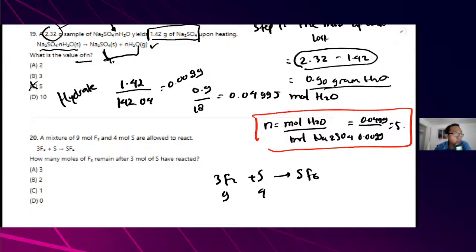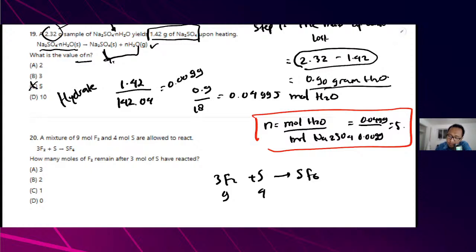Okay, so how to do that is very easy. We need to determine the limiting reactant and leftover reagent. Each mole of S requires 3 mole of F2 according to the balanced reaction. How much F2 is consumed? We need to know how much is consumed first.